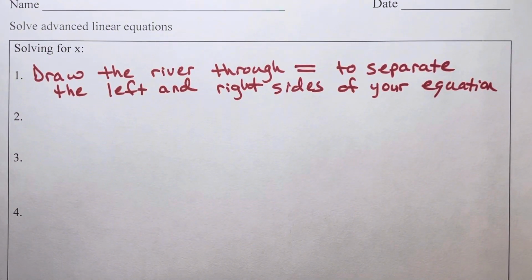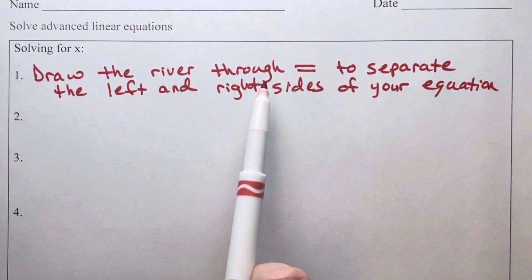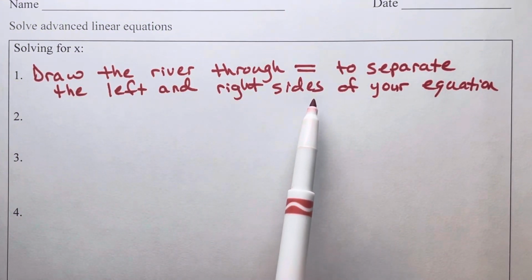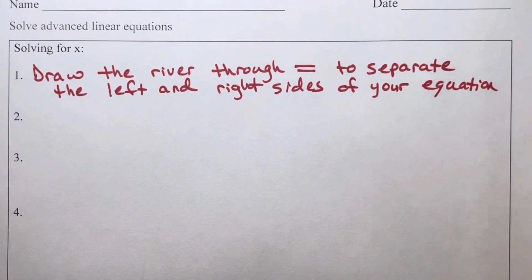My first suggestion is to draw the river through the equal sign to separate the left and right sides of your equation. It is really helpful just to identify very clearly which side is which so that you can move things across the equation smoothly.